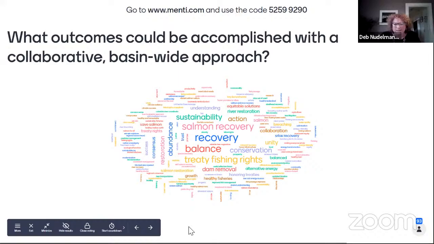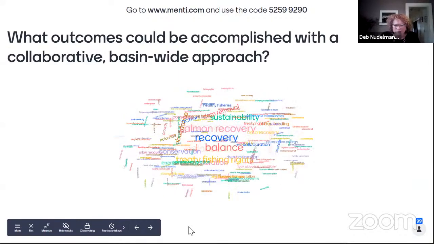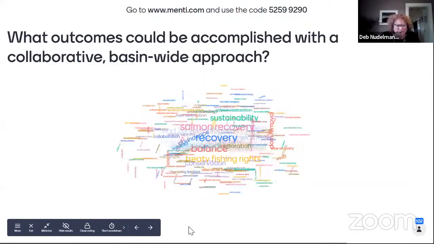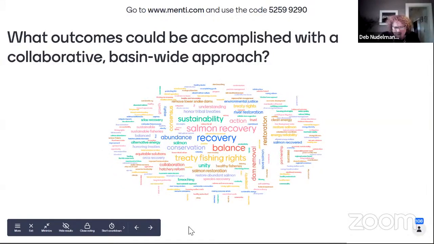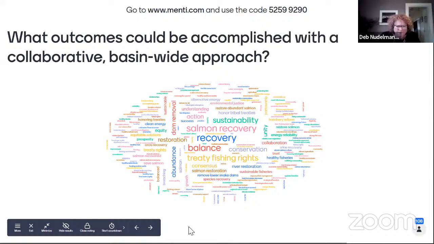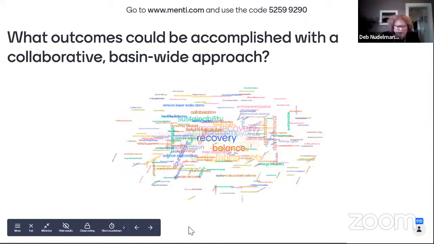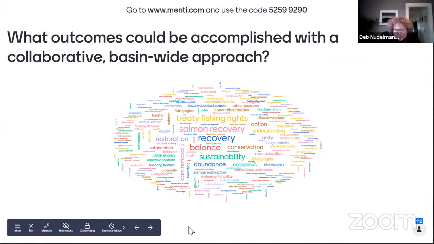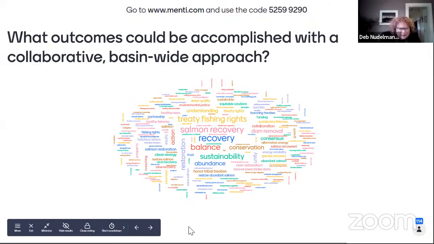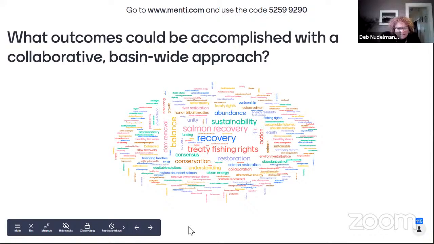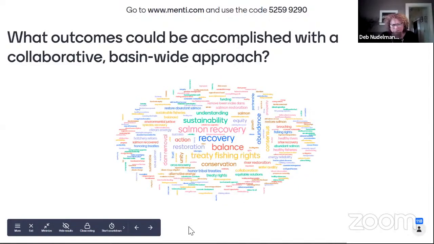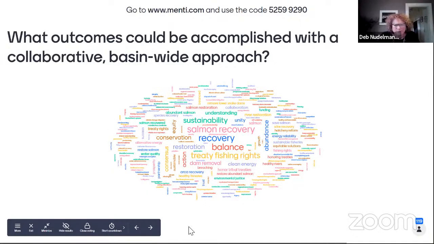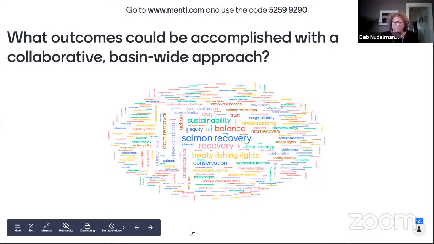This is really great, everybody. It's things like conservation, sustainability, salmon recovery, abundance, treaty fishing rights, energy solutions, energy reliability, equitable solutions, trust, restore abundant salmon, action, sustainable fisheries, remove lower Snake dams, environmental justice, clean energy, orca recovery, fishing rights, healthy rivers, okay. This is really impressive, everybody.